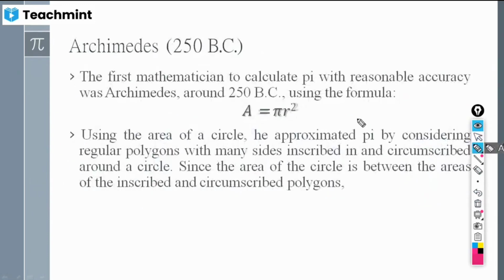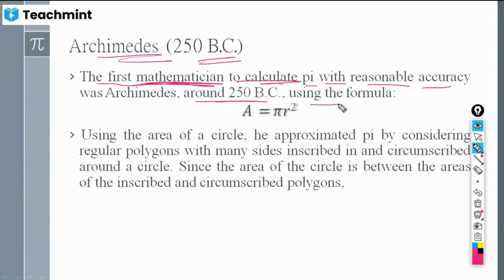See here, Archimedes in 250 BC. Sometimes this pi constant is also called the Archimedes constant. He was the first mathematician to calculate pi with reasonable accuracy, around 250 BC, using this formula, that is A is equal to pi r square.